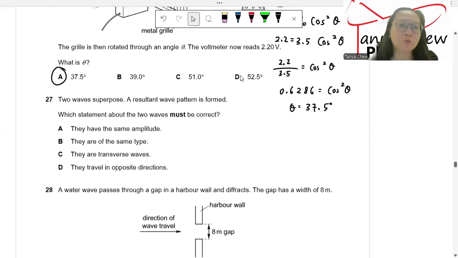27. Two waves superpose. A resultant wave pattern is formed. Which statement about the two waves must be correct? They have the same amplitude. No, it isn't necessary to have the same amplitude, right? They are of the same type.